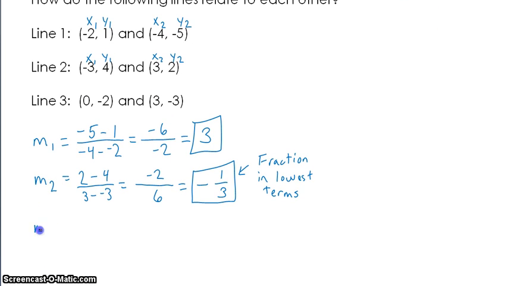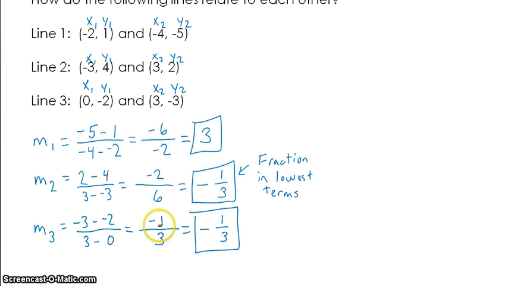Moving on to line 3, I'm going to find the slope of line 3. Label my ordered pairs and plug those values into the slope formula. y2 minus y1 divided by x2 minus x1. Do the math starting with the numerator. -3 minus -2 is -1. 3 minus 0 is 3. A negative divided by a positive is a negative, and 1 divided by 3 in lowest terms is just 1/3.